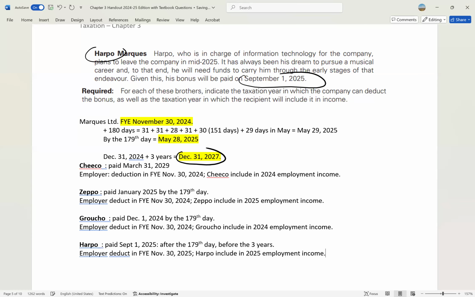So that's sort of the first rule we're looking at in detail as it relates to bonuses paid to employees. Any questions about that problem?